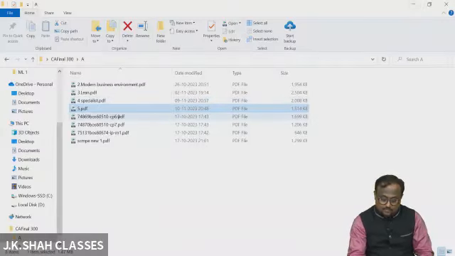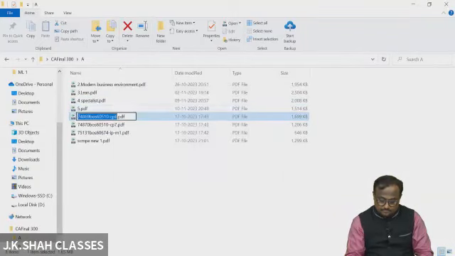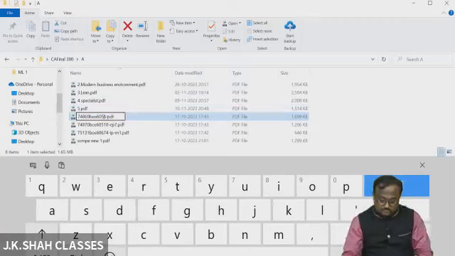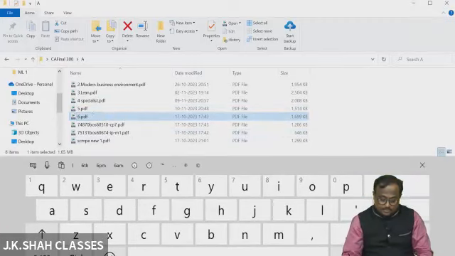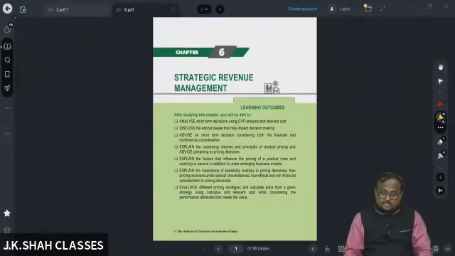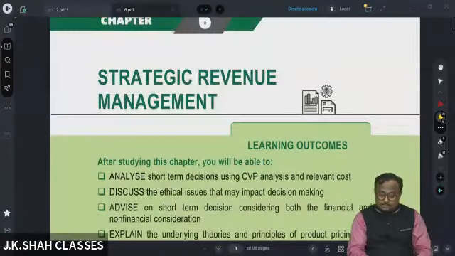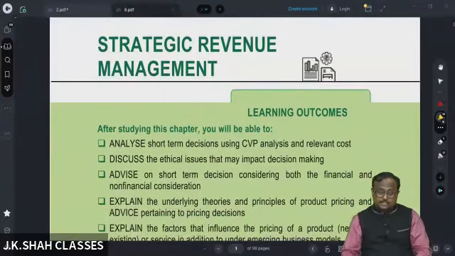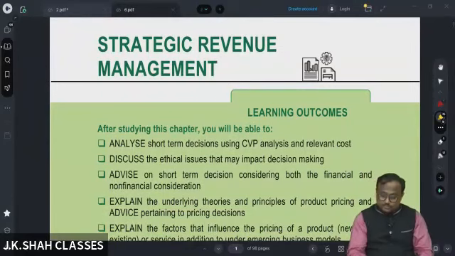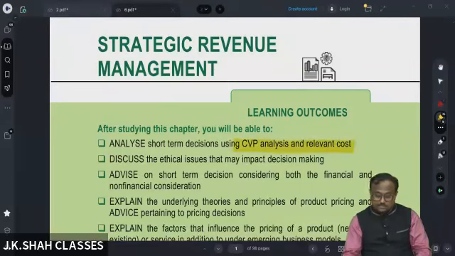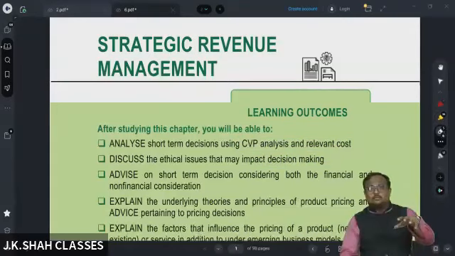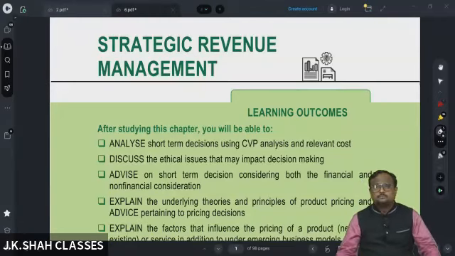And I'm going to start with the next chapter, where more than theory, we'll be discussing some practical topics also. It is your strategic revenue management, which is having a combination of marginal costing, relevant costing, decision making, pricing, and everything, which I had discussed roughly while doing first 5 chapters, will now be done in detail. So the chapter is important.